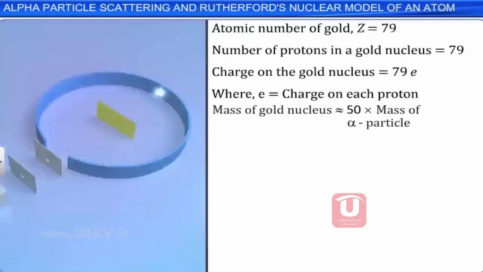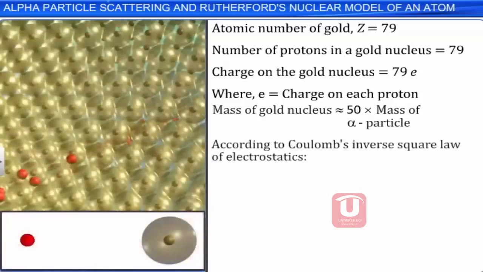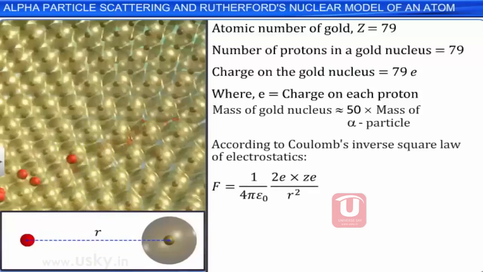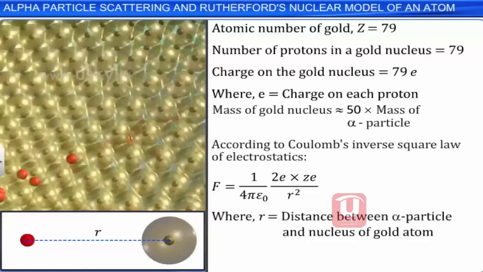Now, according to Coulomb's inverse square law of electrostatics, the magnitude of the repulsive force between the alpha particle and the gold nucleus, F, is equal to 1 by 4 pi epsilon naught into 2e into Ze by r squared, where r is the distance between the alpha particle and the nucleus of the gold atom. This force acts along the line joining the alpha particle and the nucleus of the gold atom. The direction of this force and its magnitude continuously change as the alpha particle approaches or recedes from the nucleus.